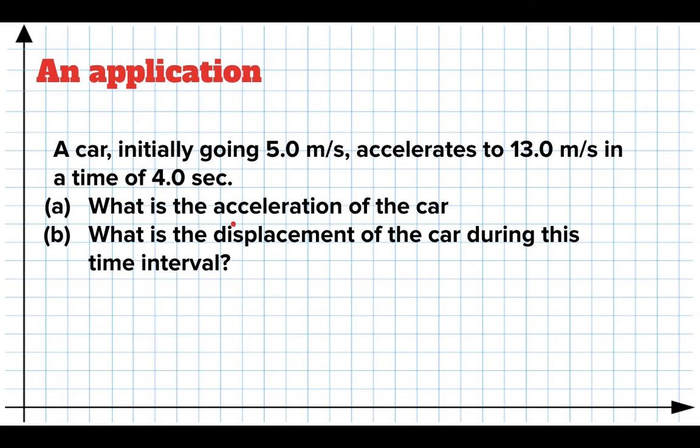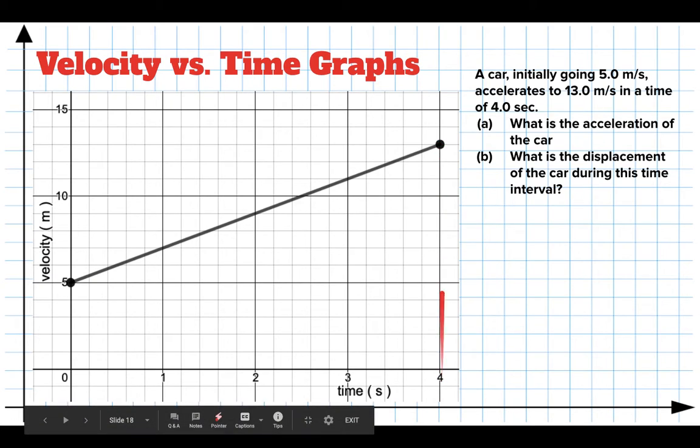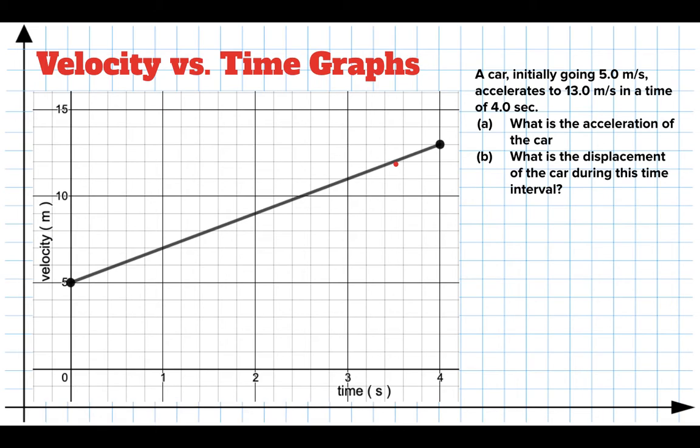Suppose we have a car. Initially it's going 5 meters per second, but it accelerates to 13 meters per second in a time of 4 seconds. I want to know what is the acceleration of the car and what is the displacement of the car during this interval. And we're going to try to do this without any of our physics equations. We are just going to graph this velocity. So the initial velocity is 5, the final velocity is 13, and it does it in 4 seconds. So the graph will look something like this. We start at 5 meters per second, and we speed up to 13 meters per second in a time of 4 seconds.